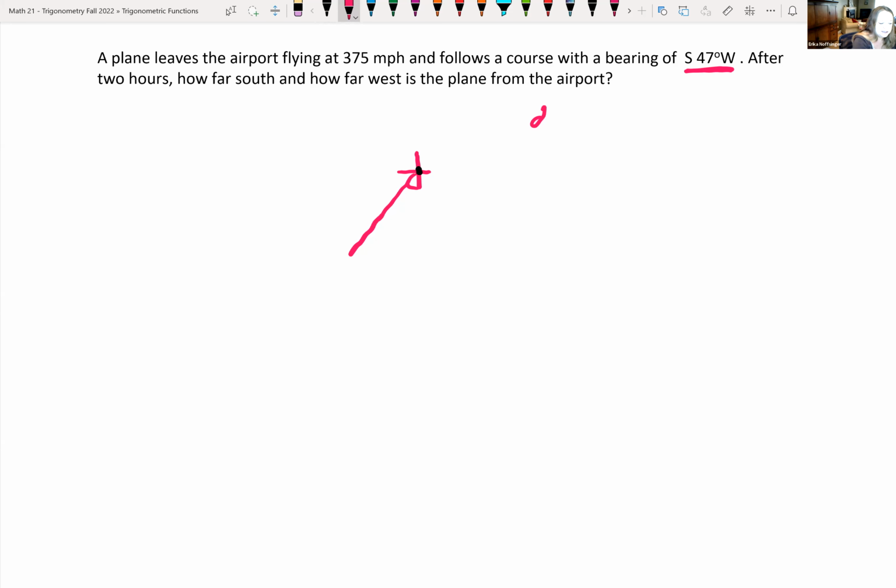We'll recall that distance is equal to rate times time. So we can figure out what our distance is. We have 375 miles per hour times 2. So if we did this, the distance is equal to 750 miles.